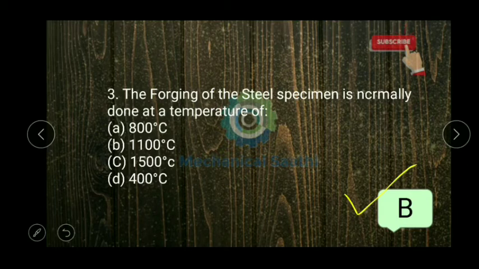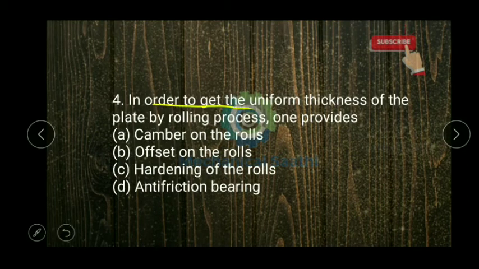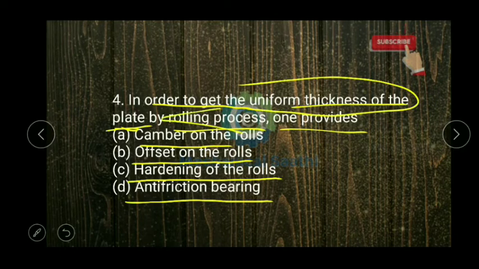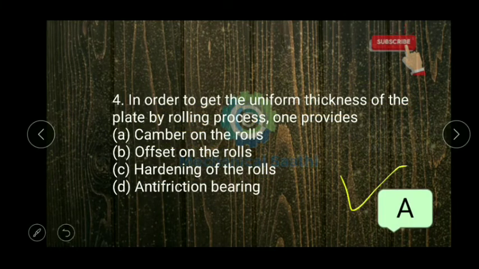Okay, moving towards question number 4. In order to get uniform thickness of the plate by rolling process, one provides what? So we need to provide what? Let us check all the options over here. Do we need to provide a camber on the rolls, or offset on the rolls, or hardening on the rolls, or anti-friction bearing? So for getting uniform thickness on the plate by rolling process, we need to provide camber on the rolls. So here again option A will be the correct answer. Let us check it. So we get A option is the correct answer here.